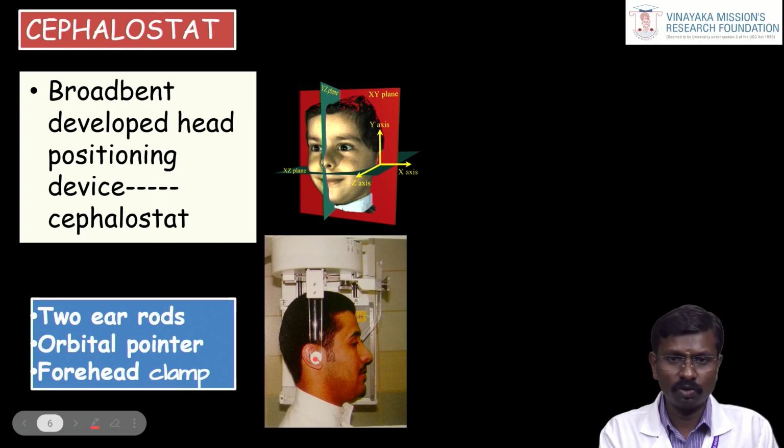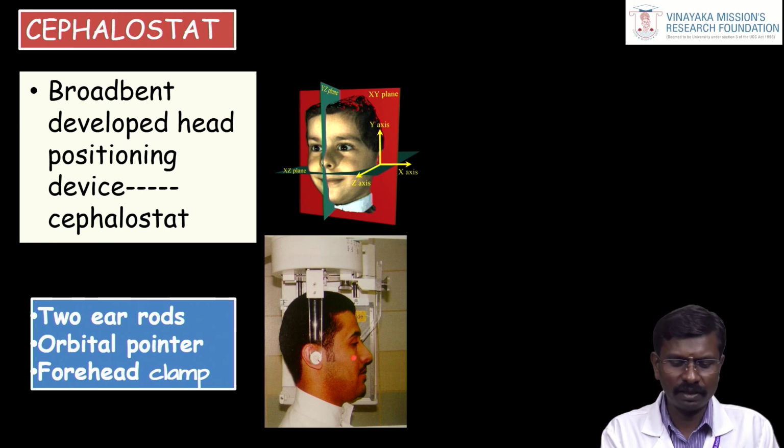So this is the ear rod, it will be there on both sides, and this is the head positioning forehead clamp. An orbital pointer will be there, which is placed below the orbital bone, to hold the head in the normal position.